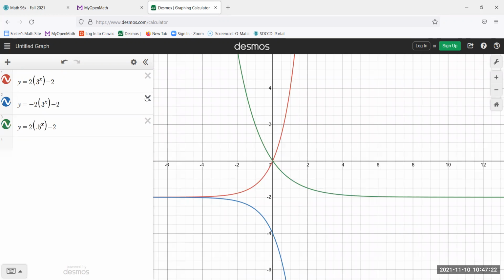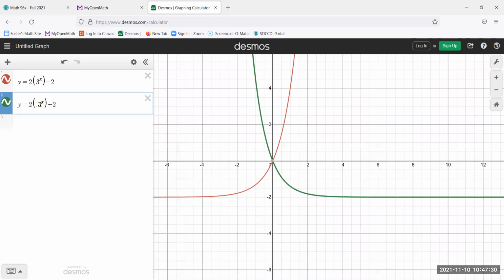In fact, let's delete this one. In fact, let's change this to a 0.3 just for fun. Okay, there. So when you had y equals 2 times 3 to the x, it was this red graph. And when you had y equals 2 times 0.3 to the x, it was this bluish, greenish graph, whatever that is, green one.